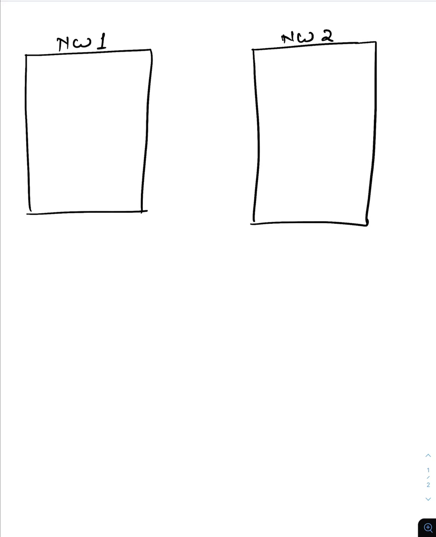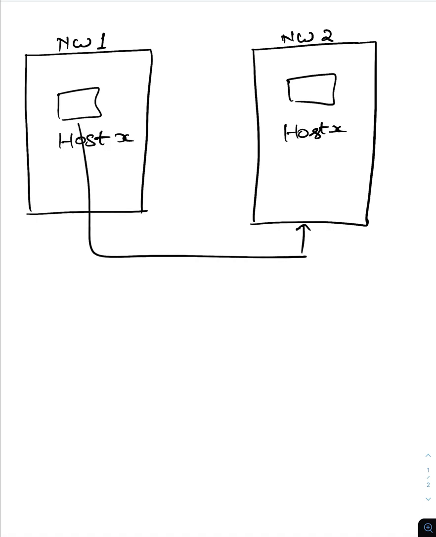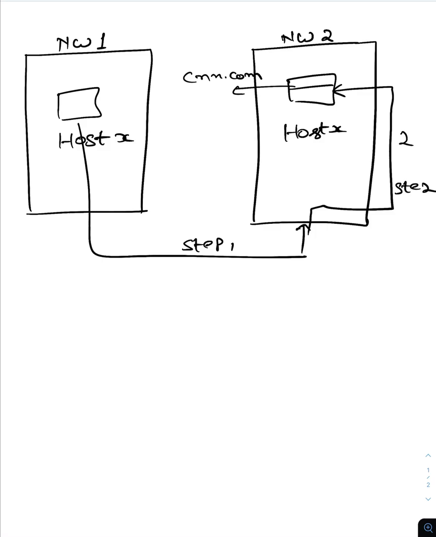Before starting this lecture, I just want to explain something I missed in the last lecture. As I said in the last lecture, when you send a packet from a host in network 1 to a host in network 2, it takes 3 steps. The first step, you send it from network 1 to network 2. The second step, you send it to the host. And the third step is the application you want to look for. So this is step 1, step 2, step 3.